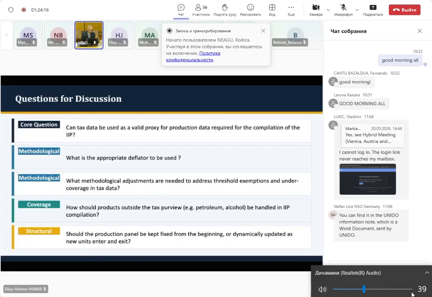So these are the core questions that we have to answer when we want to use this data, particularly the tax data. Can tax data be used as a valid proxy for production data required for compilation of IIP? Second, what is the appropriate deflator to be used? What methodological adjustments are needed to address threshold exemptions and undercoverage in tax data?